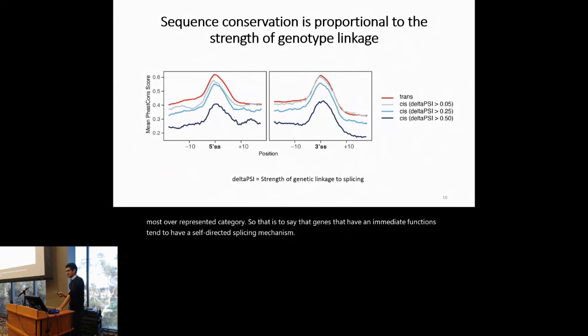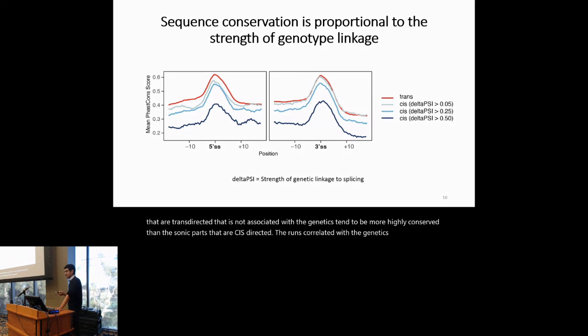We then look more specifically into the exonic regions that are spliced in this manner. What we find is that when we look at the conservation score, so the PhastCons score is the conservation across 100 different species of vertebrates, the exonic parts that are trans-directed, that is not associated with the genetics, tend to be more highly conserved than the exonic parts that are cis-directed, the ones correlated with the genetics.